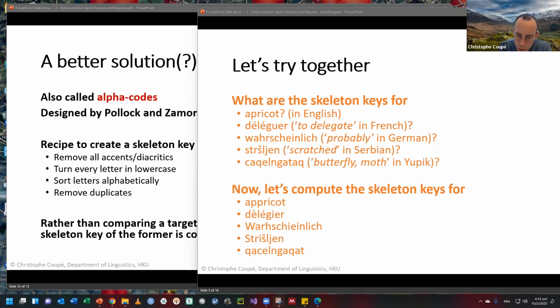That's what I want you to guess. Apricot, you have two P's for the second one. But because you remove duplicates when you compute the skeleton key, apricot with 2 P's will have the same skeleton key as apricot with 1 P. Does that make sense? It's a kind of gymnastics of the mind, right? If you do it for 10, 15 minutes, then it becomes automatic. But what I want you to have in mind here is that with these examples, we can see that some errors like reduplication or mixing the order of the letters, like inversion, lead to the same skeleton key as the correct form.